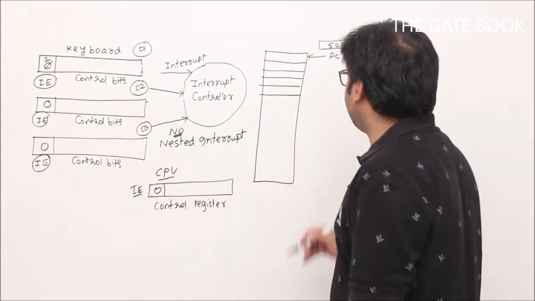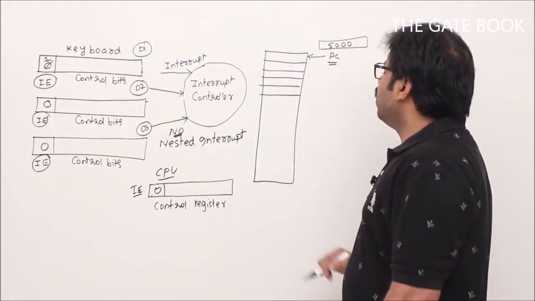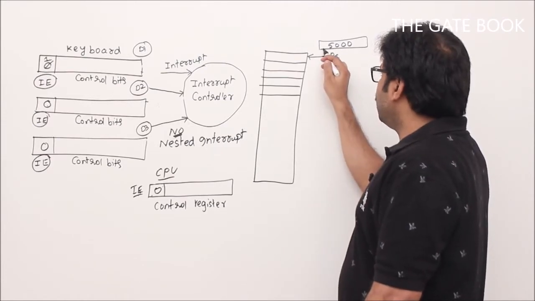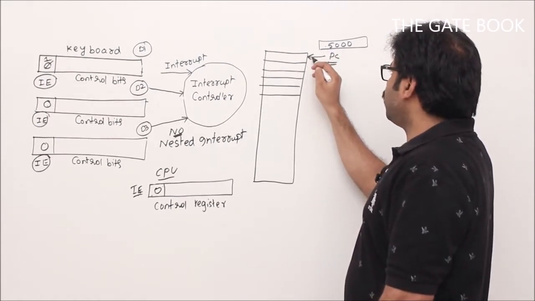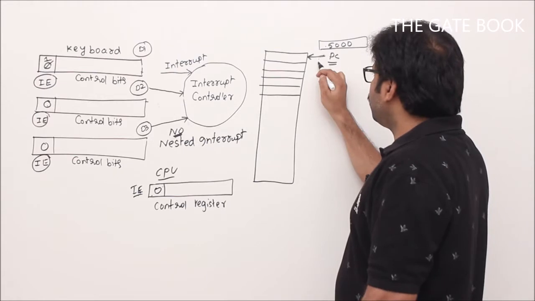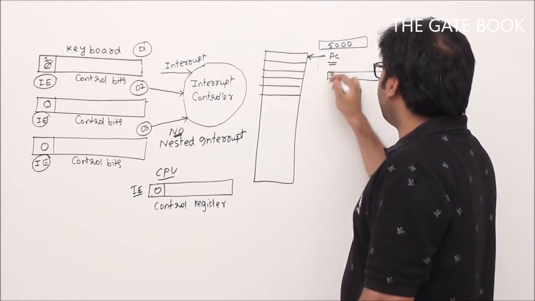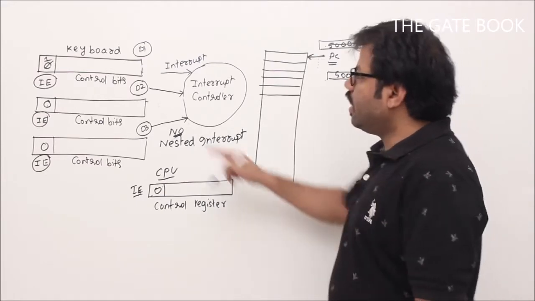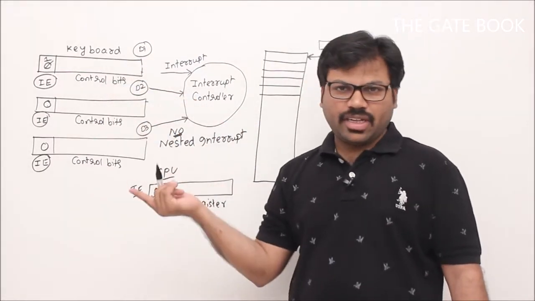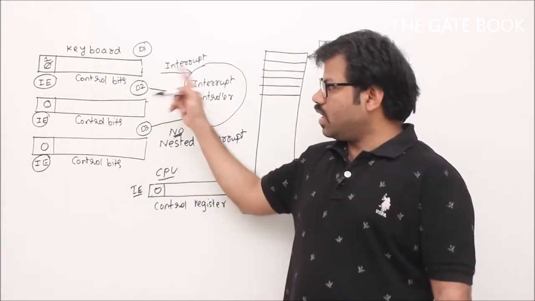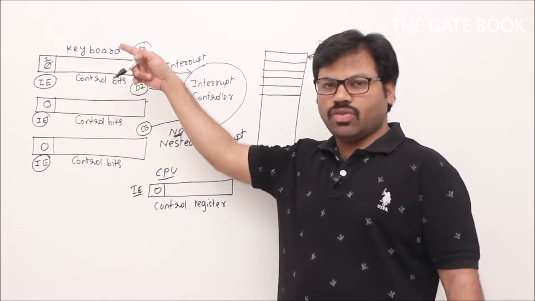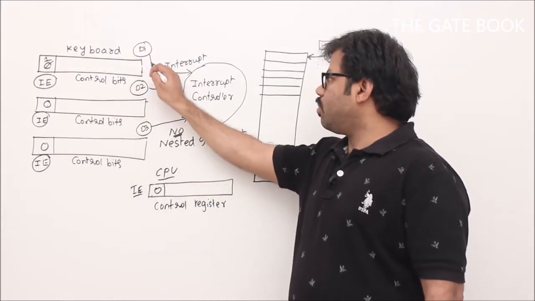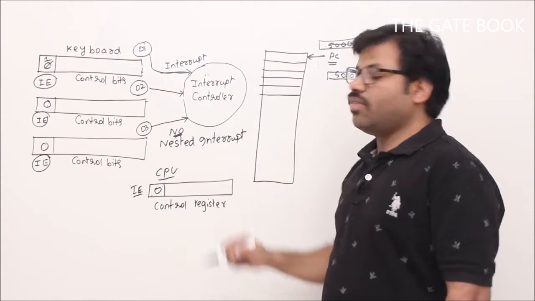Let's start. Let's say at this moment you have written a program which is currently executing at 5000. Eventually your program counter value becomes 5008. Suddenly an interrupt came from the keyboard because that is expected. The keyboard has to give the interrupt. That is what you are expecting because its IE bit is 1. Then it will generate an interrupt. When it generates the interrupt, what happens?